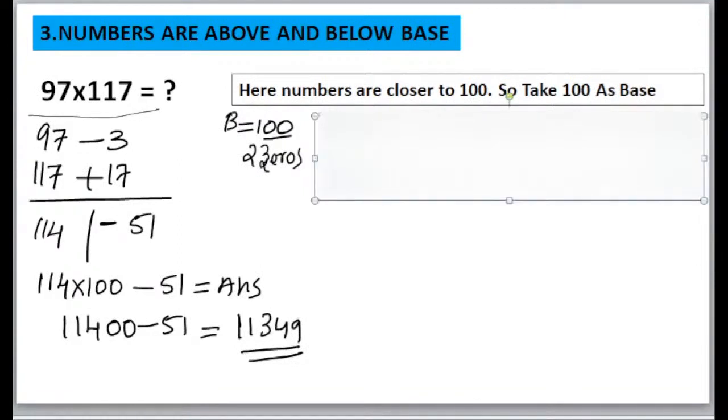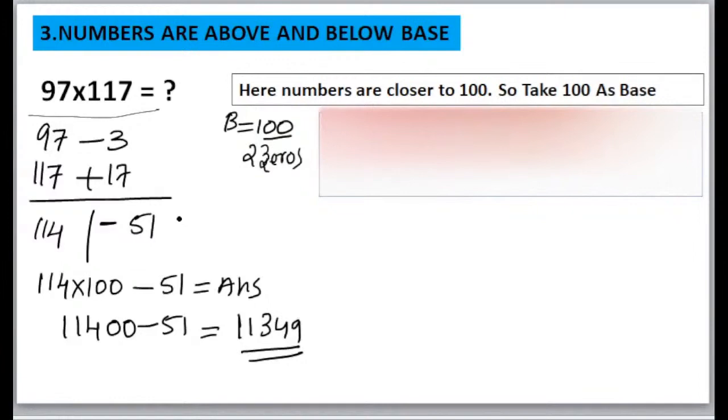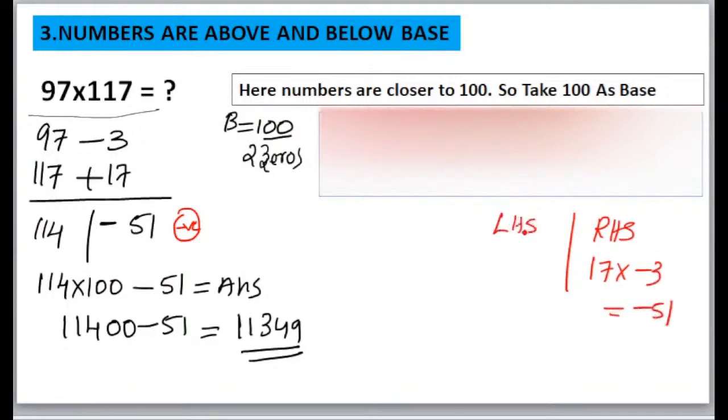Here we have learned a rule, that is, when you have a negative symbol on your RHS, you need to multiply your LHS with the base. Then you have to subtract your RHS from it. So your RHS is 17 into minus 3 is equal to minus 51. And your LHS is 117 minus 3 is equal to 114.